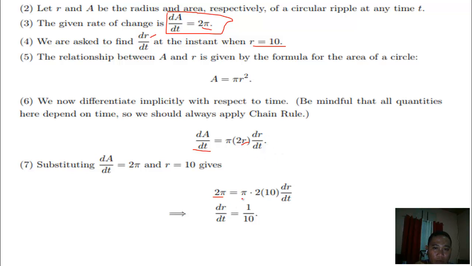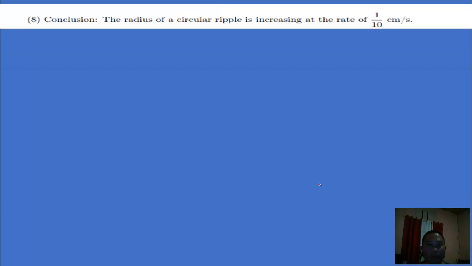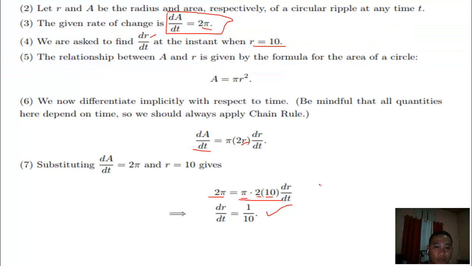So 2 pi is equal to pi times 2 times 10, which is equivalent to 20 pi, and that is times dr over dt. So dividing by 20 pi, you've got 1 over 10. That the dr over dt, it means that the radius of a circular ripple is increasing at the rate of 1 over 10 centimeter per second. So nag-i-increase ang kanyang radius ng 1 over 10 centimeter per second. That is the meaning of this. Be mindful that all quantities here depend on t, so we should apply chain rule.